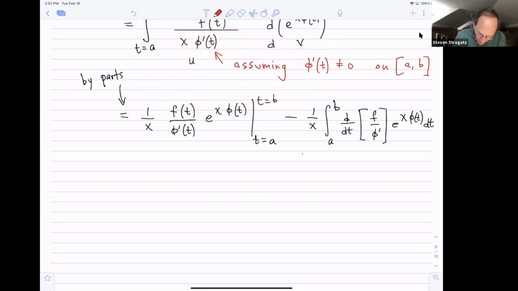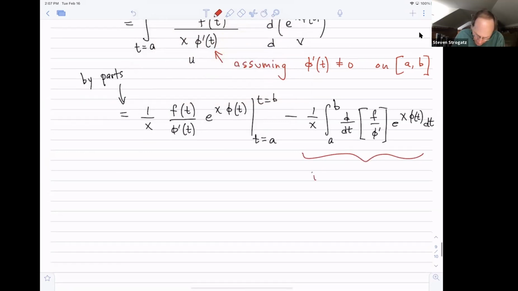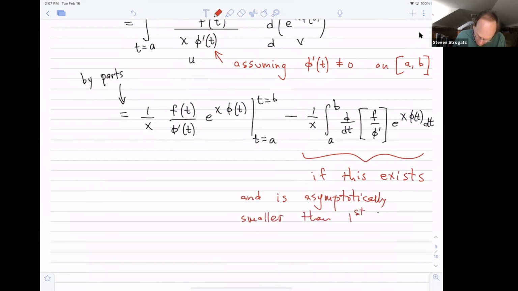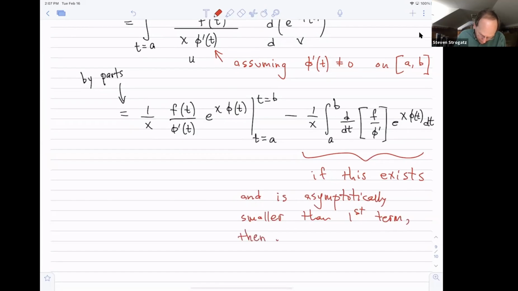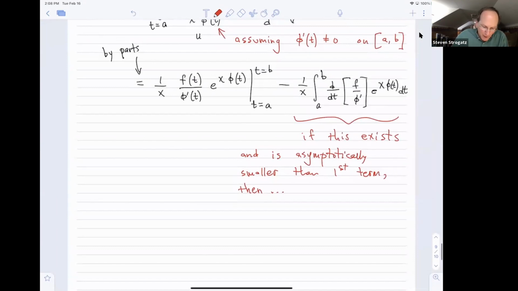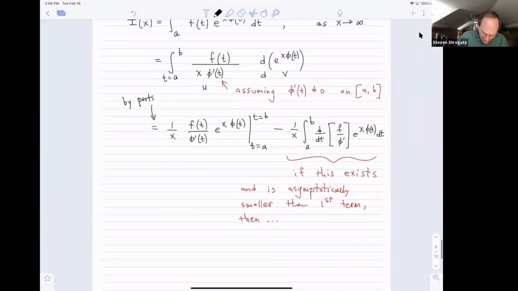And so the caveat here is that we're hoping, if this exists, we don't even know if this integral exists, but if this integral exists and is asymptotically smaller than the first term, then we have a nice natural asymptotic approximation coming from our integration by parts maneuver, which is that the whole thing we're trying to calculate, I of x, will be asymptotic just to this first term, 1 over x.